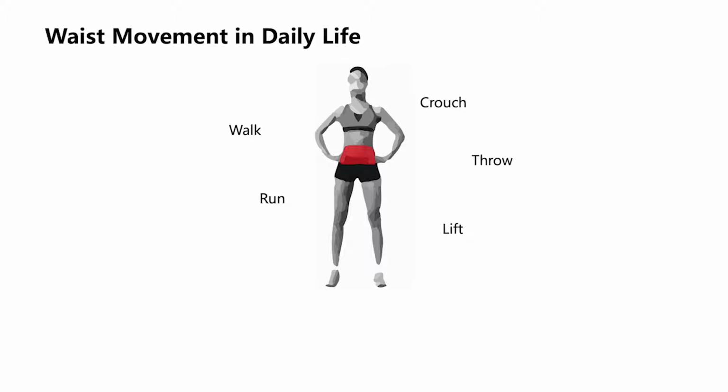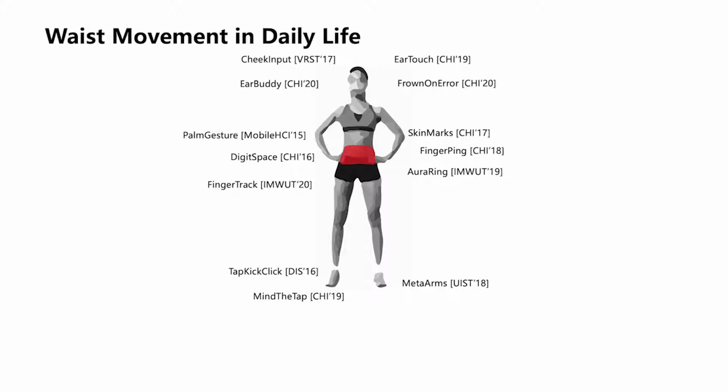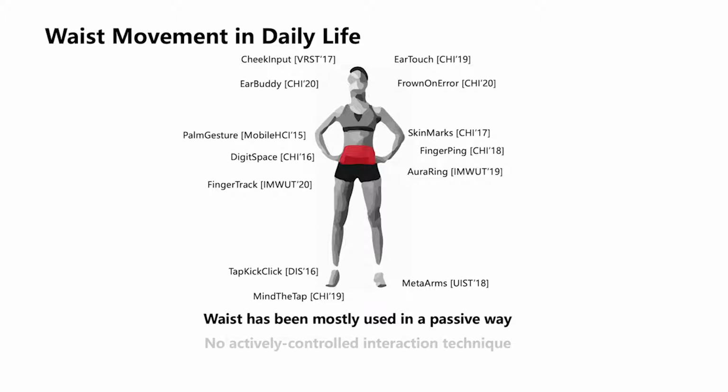However, in the on-body interaction domain, a large number of techniques have been proposed for hands, arms, feet, and even the head, but not for the waist. It has been mostly used in a passive way for tasks such as activity recognition and health monitoring. But there is no existing actively controlled interaction method for the waist.